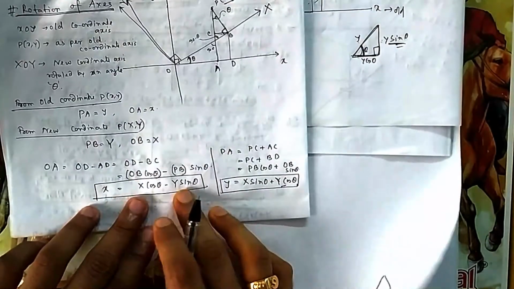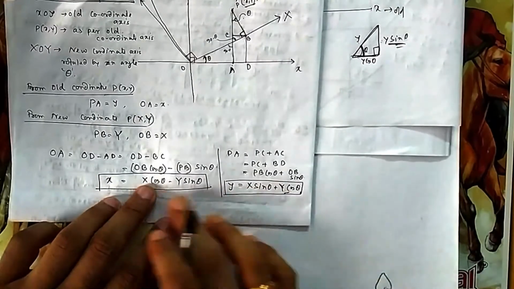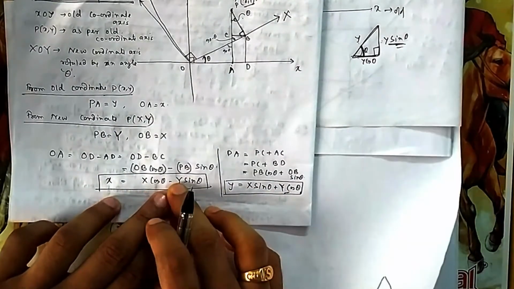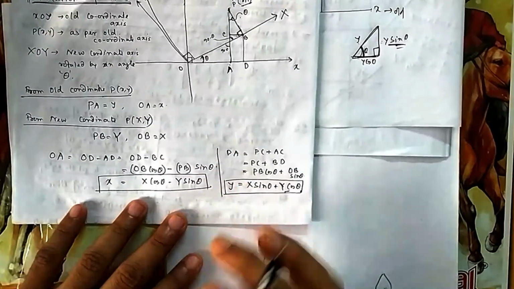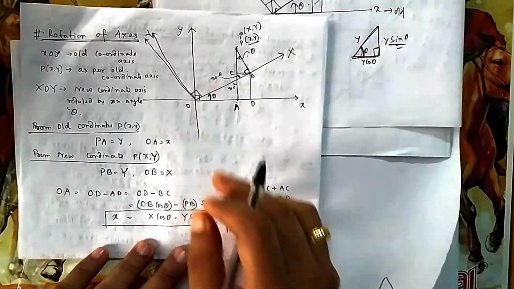So you remember this: x is X cos theta, Y sin theta, and then for y it is reversed. If it is cos sin, then it is sin cos. For x, cos sin, it is minus. For y, sin cos, it is plus. So this is the way to change the axis if the axis gets rotated by an angle of theta.